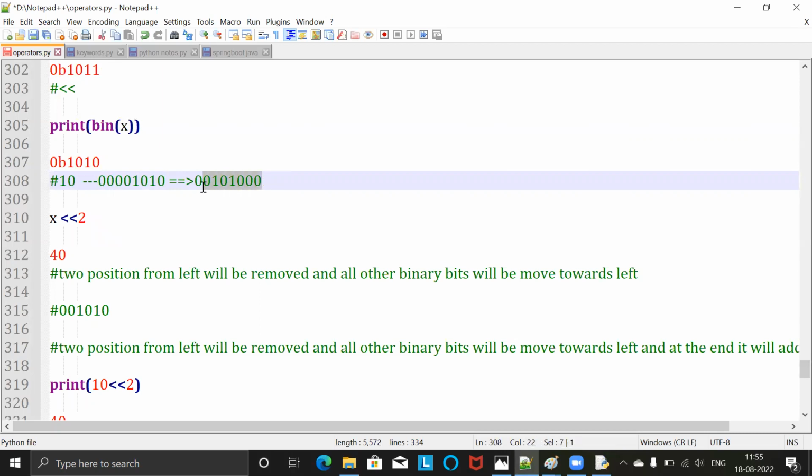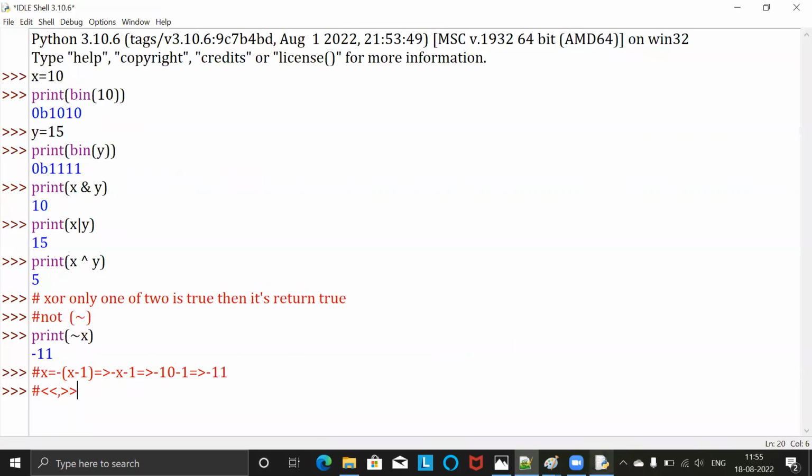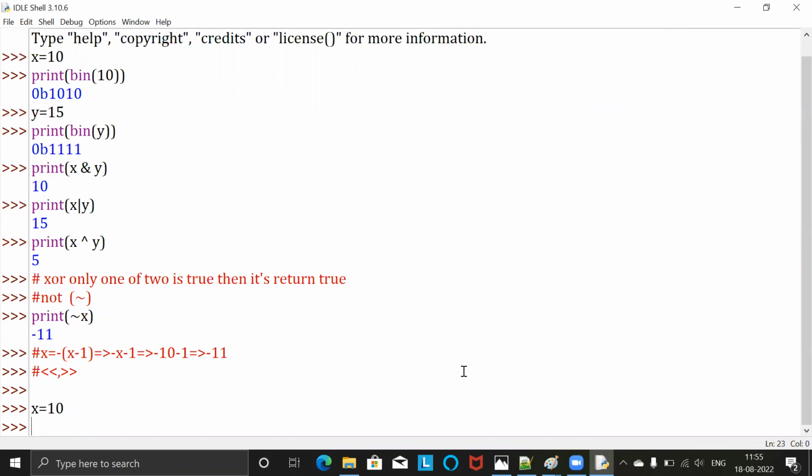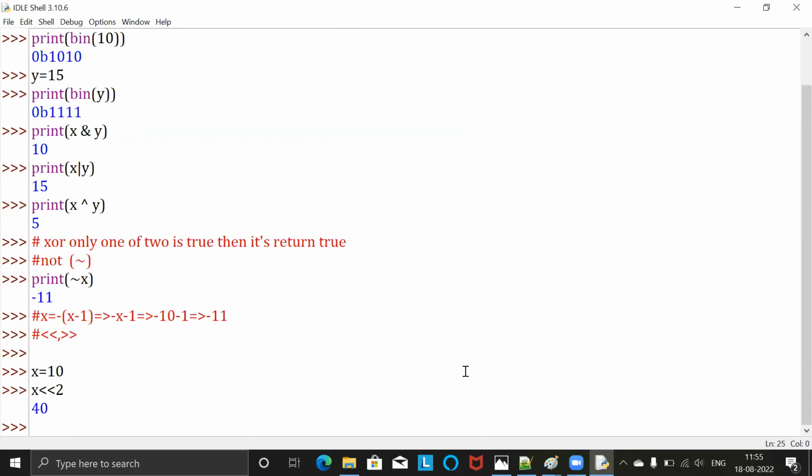The value of this is 40. 1, 2, 4, 8: 8 plus 32 is 40. See, the value is 40. Here I will explain clearly. For example, here I take x equal to 10, and I want x left shift of 2. The answer is 40.